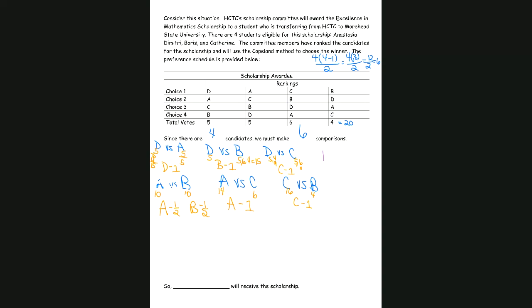So I've got Dimitri, Anastasia, Boris, and Catherine. How many points total does Dimitri get? Dimitri just has 1. Anastasia has 1.5. Boris has 1.5. And Catherine has 2, right? Excellent. So who wins? Who wins the award? Well, gosh, I had all the space. I could have written it a little bit. So Catherine wins the scholarship.